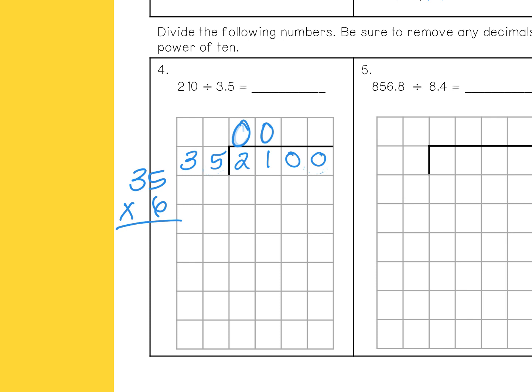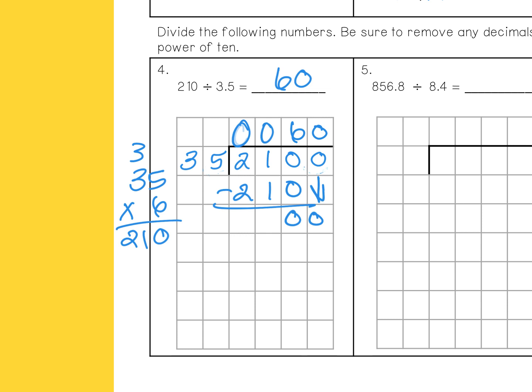35 times 6. I know 6 times 5 is 30. 6 times 3 is 18, plus 3 would get me 21. That's perfect. So 35 goes into 210 6 times, evenly, with nothing left over. And then if I drop down my 0, I've got 35 going into 0, 0 times, and my quotient would be 60.